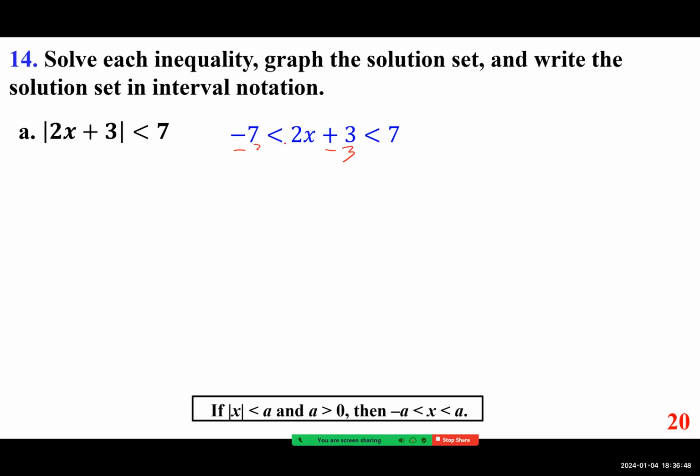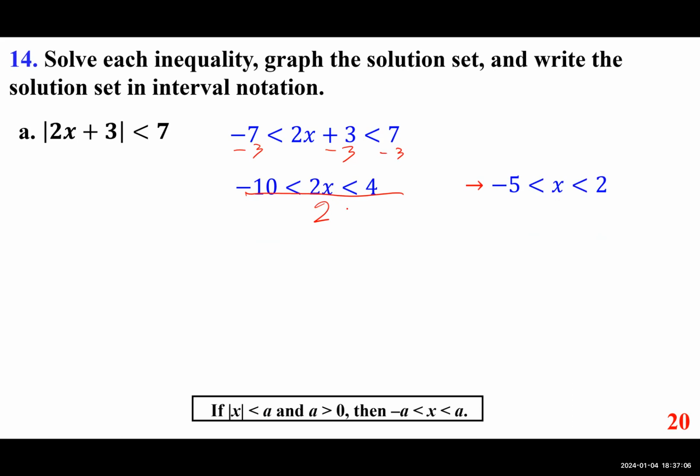We're going to subtract 3 from all 3 sides. We're going to divide all 3 sides by 2. And this is the solution. So we just solved. Now, interval notation is the following. This is interval notation.